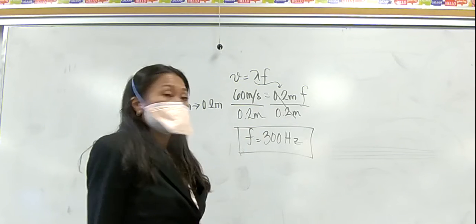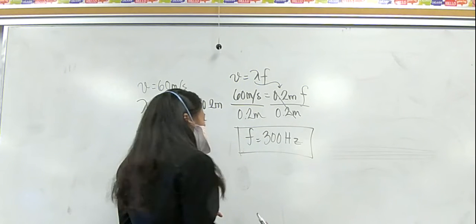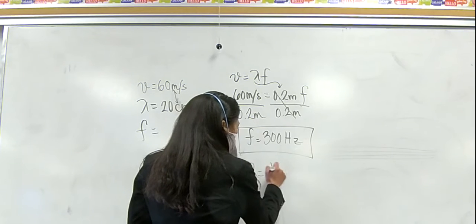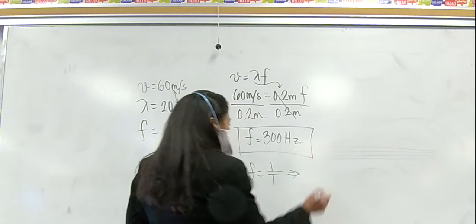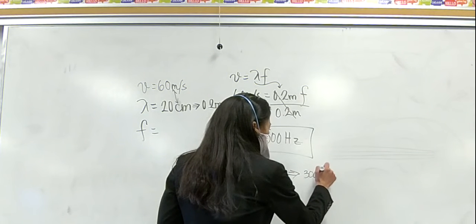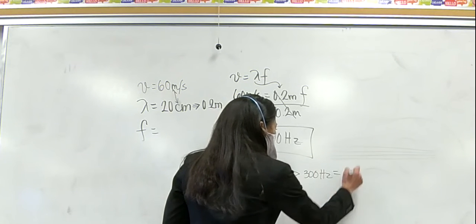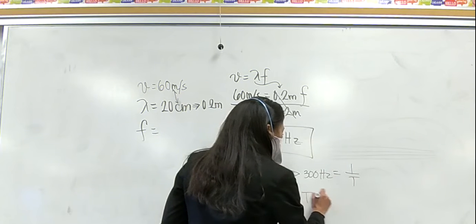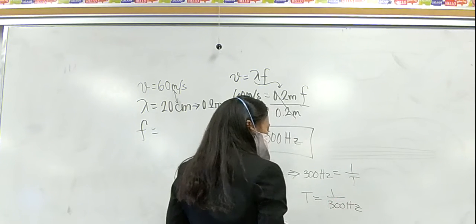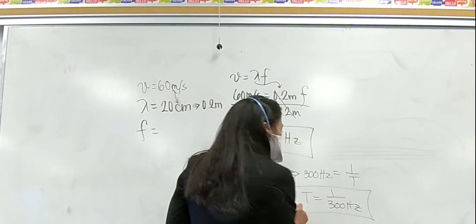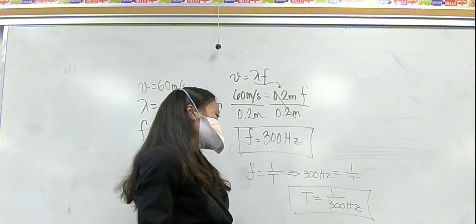If for some reason they asked you for the time, it'd be easy to calculate the time because frequency equals 1 over period. And so you can calculate the time by just plugging in your 300 hertz is equal to 1 over period, and therefore period equals 1 over 300 hertz, or 1 over frequency. So whatever value you get for that, if they asked you for a time value.